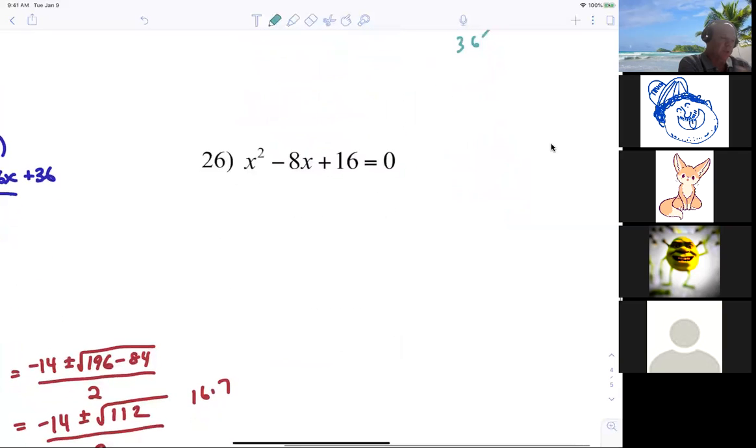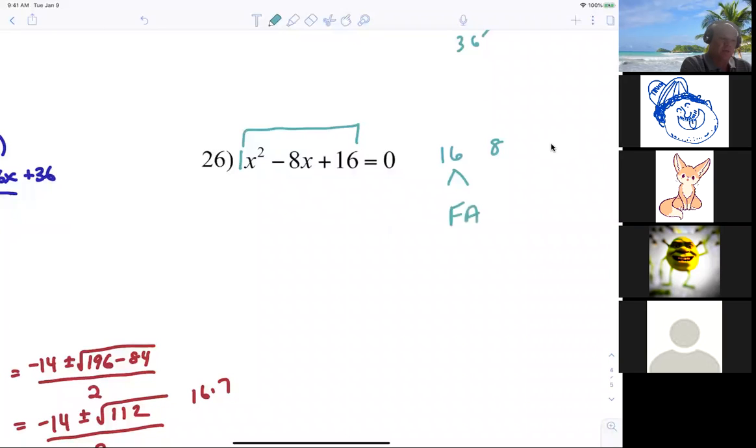Let's look at 26. All right? Now, again, we multiply the first times the last. So that's 16. Are there any factors of 16 that are 8? And the answer is yes. All right. So this one can factor.